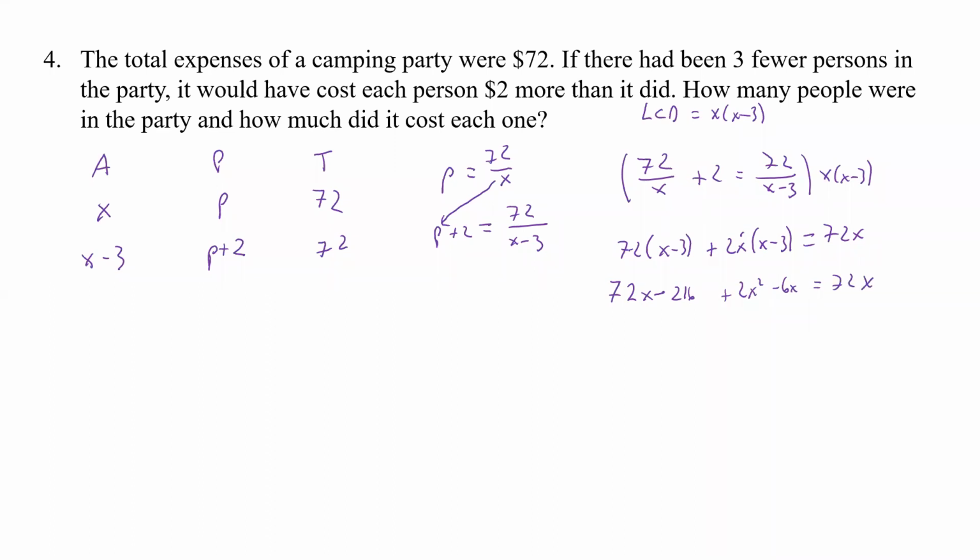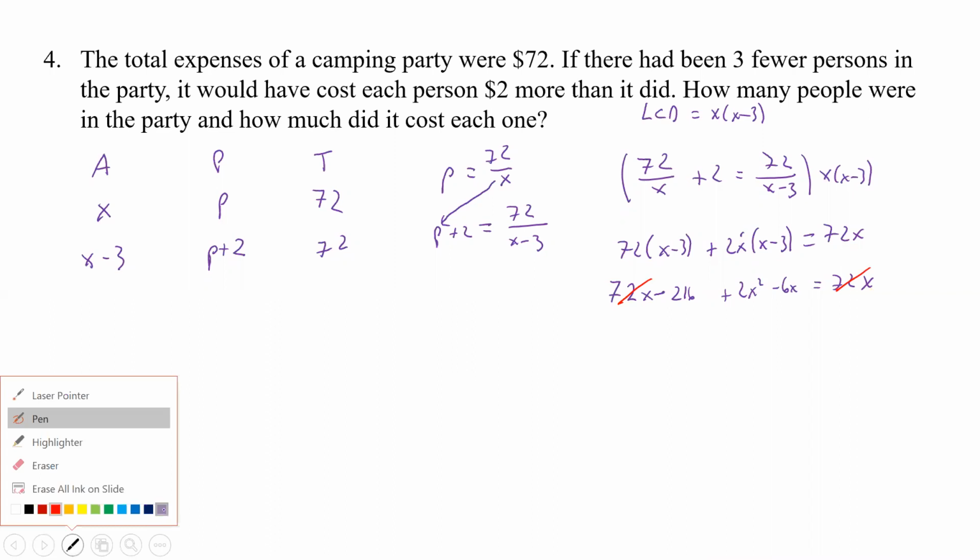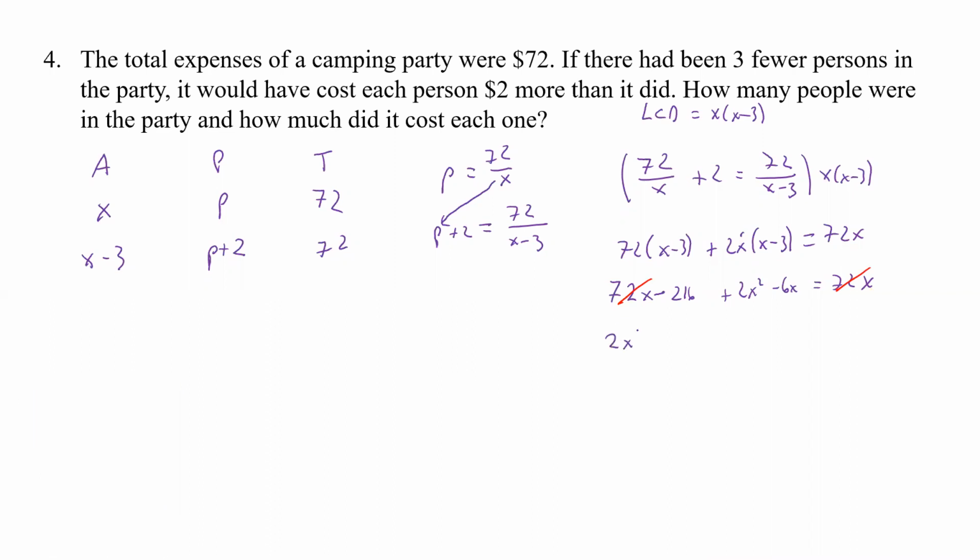And so multiply that, it's going to be 216, then 2x squared, then minus 6x equals 72. And now this time we have something that is the same on both sides, so we can cancel those out. And so that leaves 2x squared minus 6x minus 216 equals 0. Now all of them have a factor of 2, so if I divide by 2, I get x squared and then minus 3x, and then I'll get minus 108 equals 0.